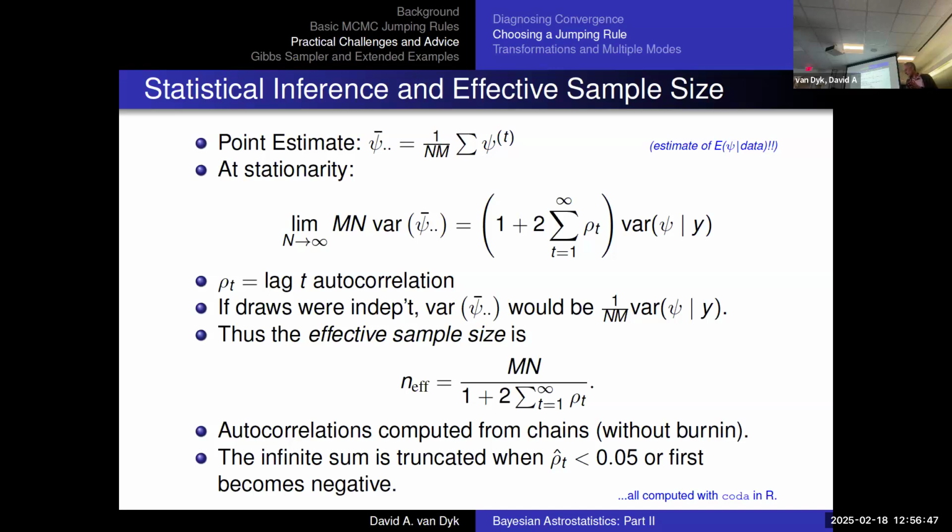So I can have a sample that's of size 10,000, but it has as much information as an independent sample of 100 because of the correlated sample. So the idea is to just kind of gauge how much information in a meaningful scale.